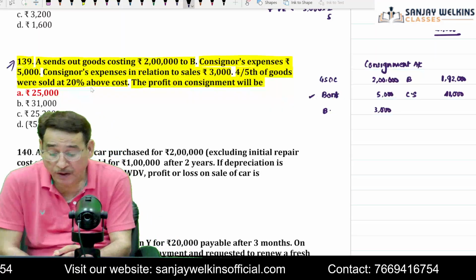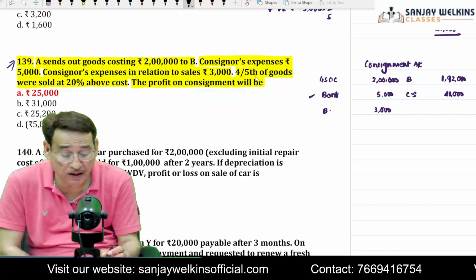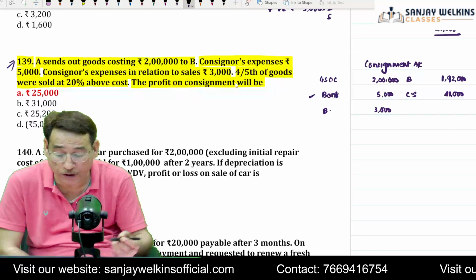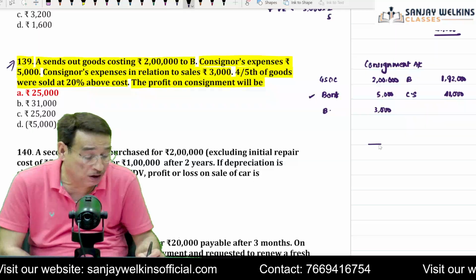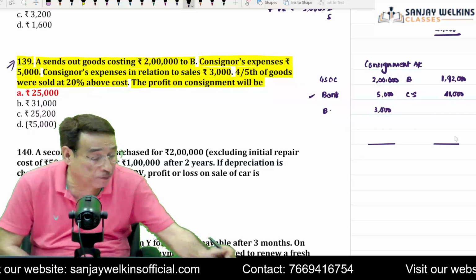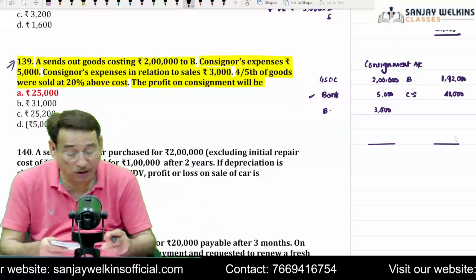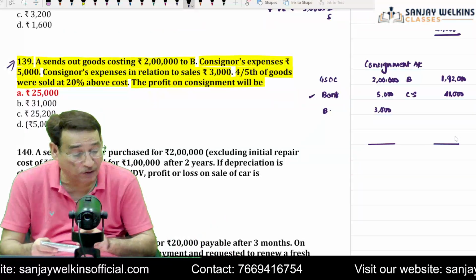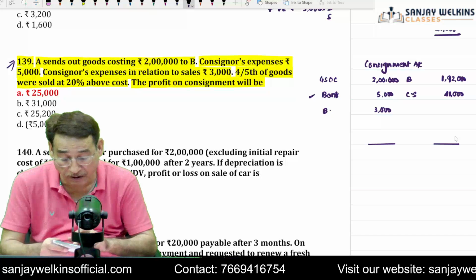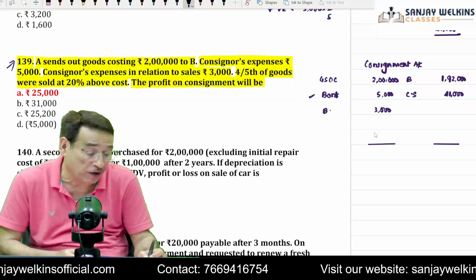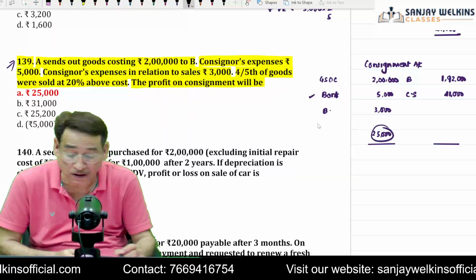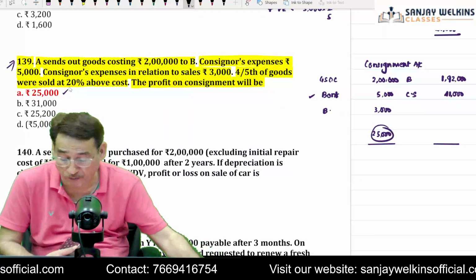And nothing else is mentioned in this particular question. Actually, no commission information is given in the question. So now we will compute 1,92,000 plus 41,000 and we are going to subtract 2,08,000. So that comes to 25,000. So 25,000 will be your profit in this particular case. Is it clear to you? So 25,000 will be your profit.